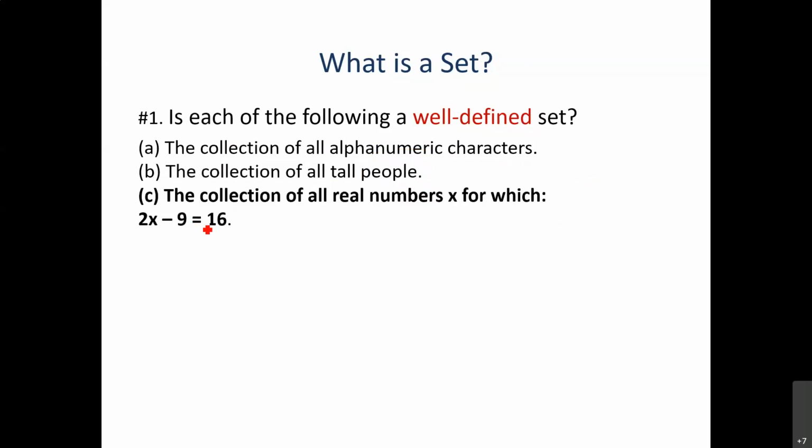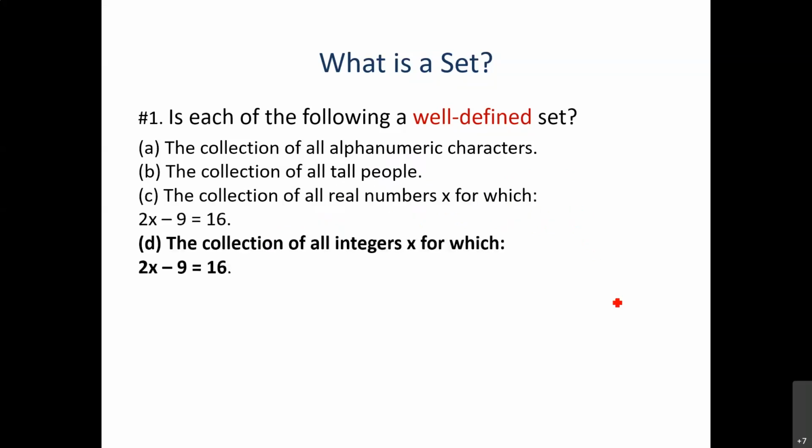The collection of all real numbers x for which 2x minus 9 is 16. So the set of solutions for this equation. Well, let's see what the solution is. 16 plus 9, that's 25, over 2 is 12.5. So here our set is just 12.5. Okay, why not? That's fine. We can have a set with just one element. That's okay.